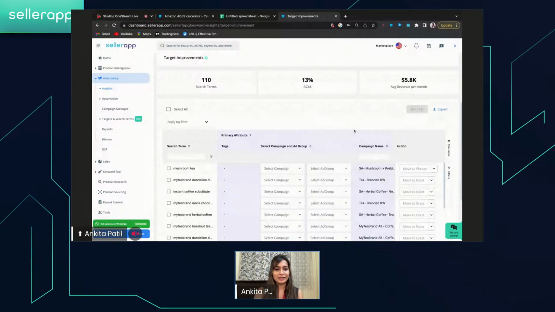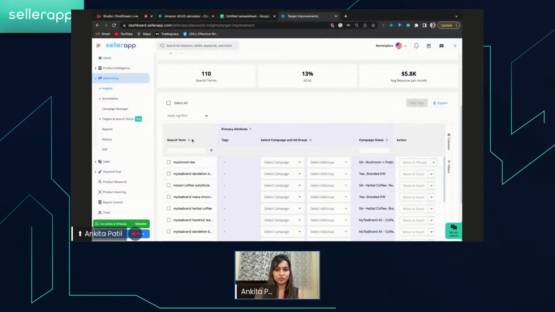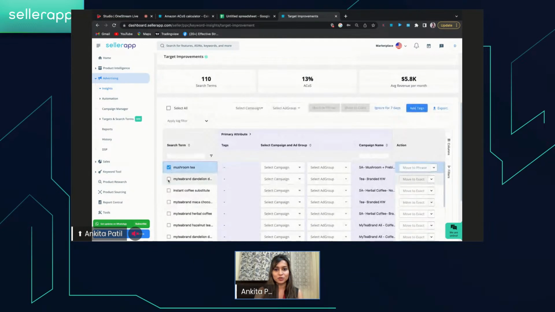Under this, on the left hand side, you will find all the search terms which are performing well. You can select those, select the campaign, ad group, and move them from broad match type keywords to phrase or exact match type keywords, so that you will be optimizing your ad spend over here. And if you feel that few of the search terms are not performing well, you can also ignore them for 7 days so that they won't appear in your ad campaigns for the next 7 days. Also, if you want to look into your competitor search terms, you can select those and add them to your tags as well.